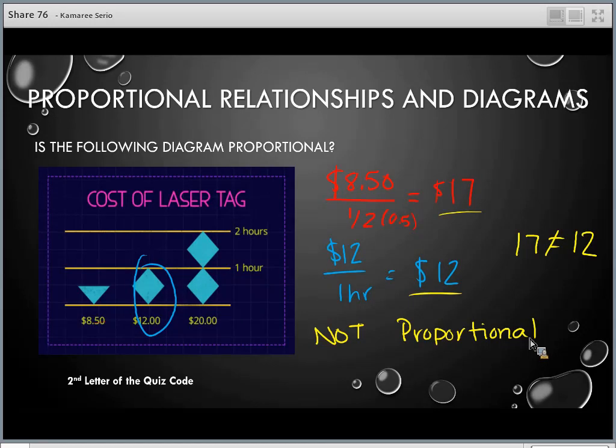Second letter of the quiz code is H as in happy. H as in happy. So you should have CH.